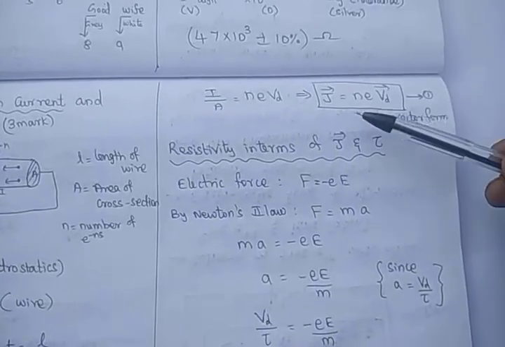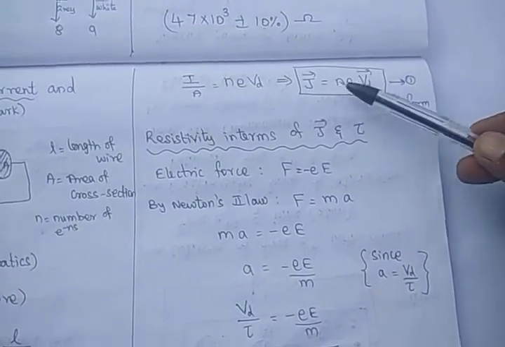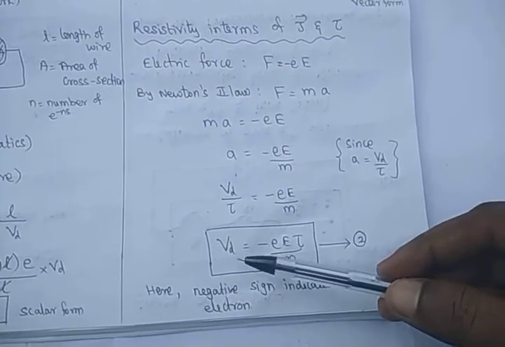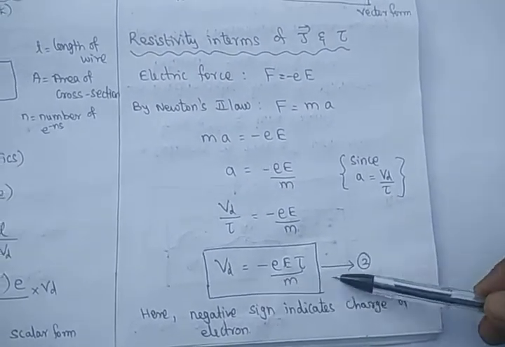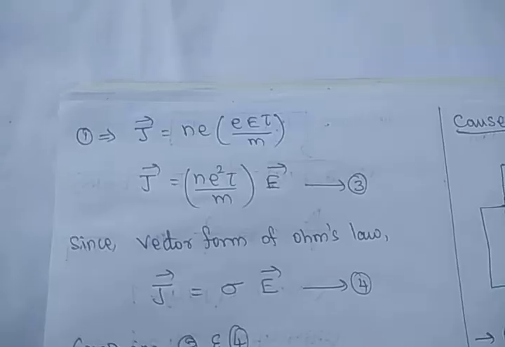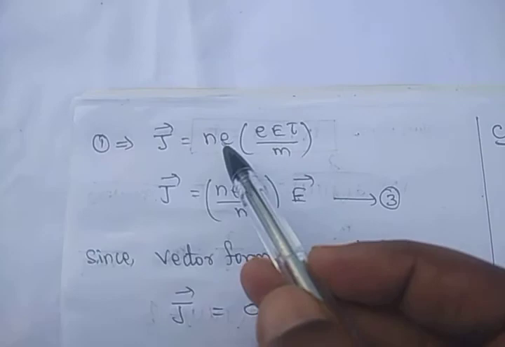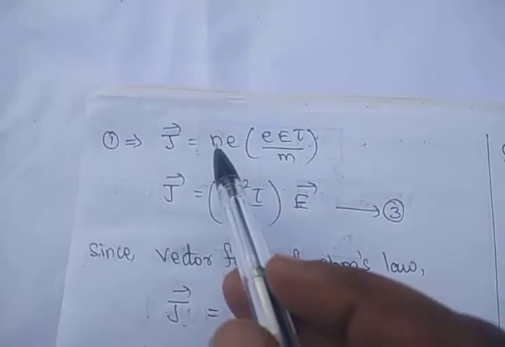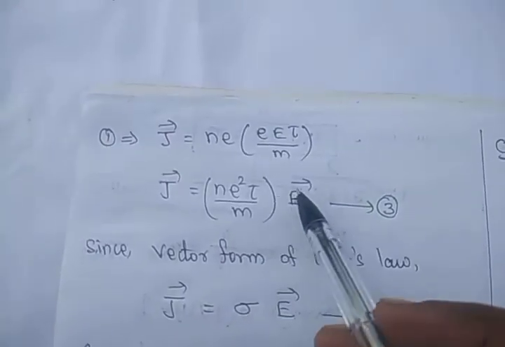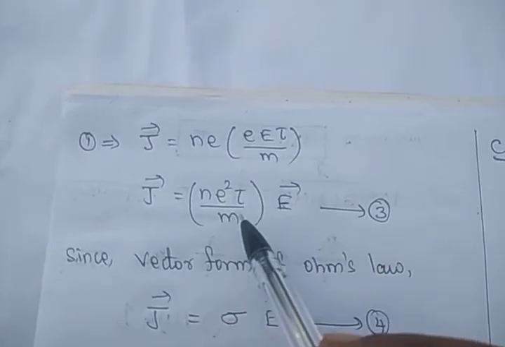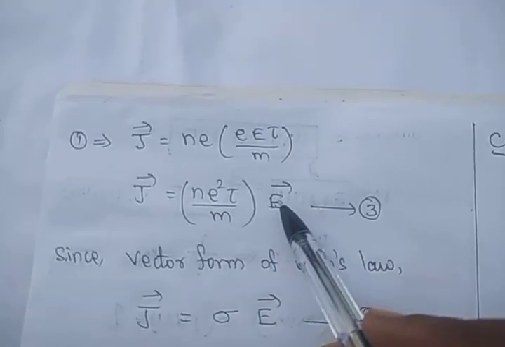Yes, dear students, the relation for the current density J is equal to N e Vd, and we have to substitute this second equation, Vd, in this first equation. So the current density J is equal to N e, and the Vd value is E tau by m. Then what will happen? N e squared tau by m into E. So the J vector is equal to some quantity, N e squared tau by m, into the electric field E vector.